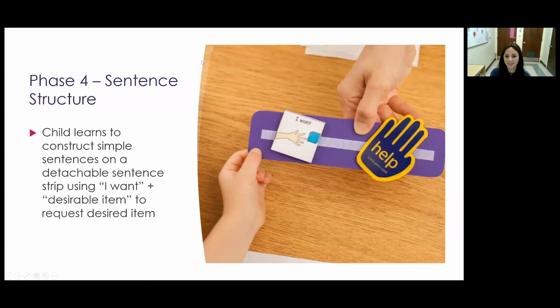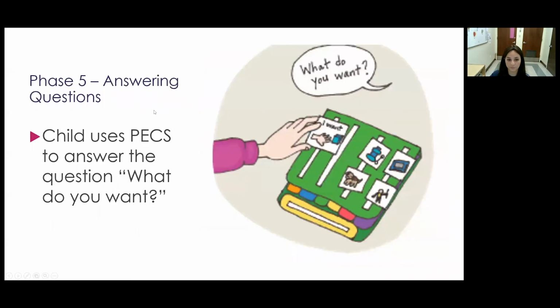Phase 4 is the sentence structure. So the child learns to construct simple sentences on a detachable sentence strip using "I want" plus the desirable item to request the desired item, okay? So in this phase, the child is learning to make a sentence. You can't just use one word and say "help." If you want something, you have to ask for it. You have to use a full sentence: "I want help," right? And then they would detach the sentence strip and give it to their teacher, give it to their therapist, give it to whoever they are requesting from.